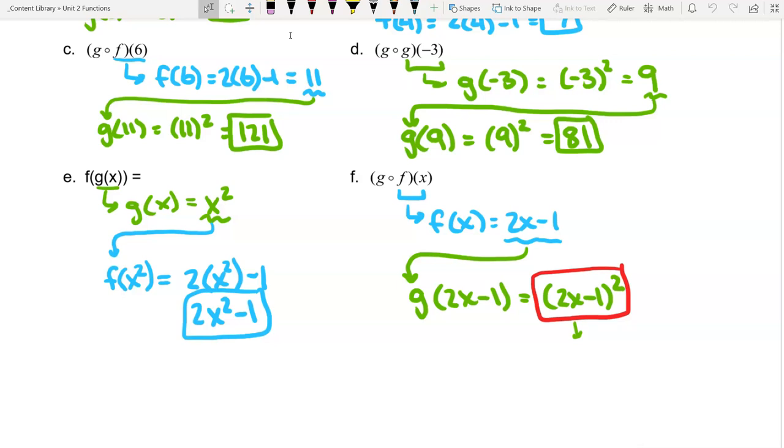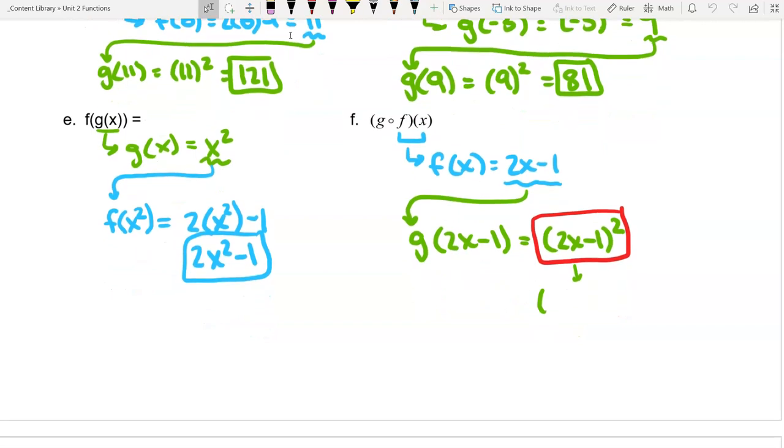Like that. Hang on, it's loading. So it's going to say you have 2 of them, 2x minus 1s, you have 2 of them, so then you're going to FOIL that. So firsts is 4x squared, outer is negative 2x, inner is negative 2x, and lasts is 1. Okay? And then just combine things, 4x squared minus 4x plus 1.